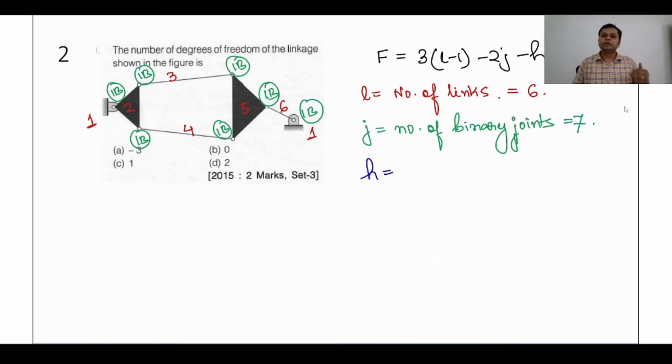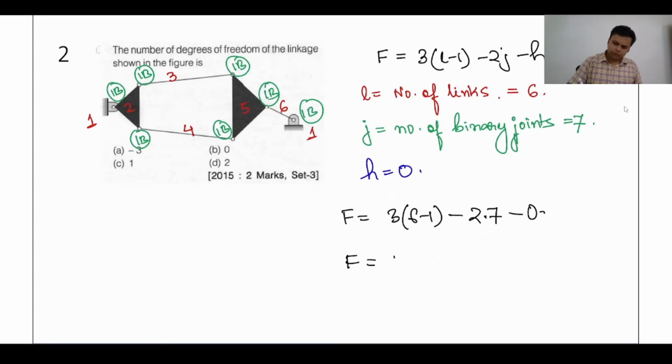If you have surface contact, like in the case of the turning pair in this question, it will be known as a lower pair. So can you see any higher pair here? No, there are no higher pairs. So I can say that degree of freedom F is equal to 3 times (6 minus 1) minus 2 times 7 minus 0. So degree of freedom is equal to 1.